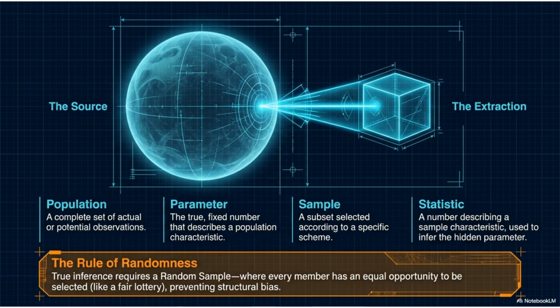A population is the complete set of observations, while a sample is the selected subset. A parameter describes the population, and a statistic describes the sample. The rule of randomness demands a random sample to prevent bias.